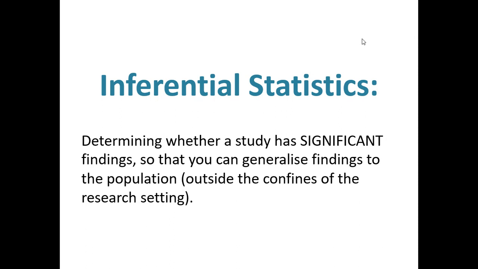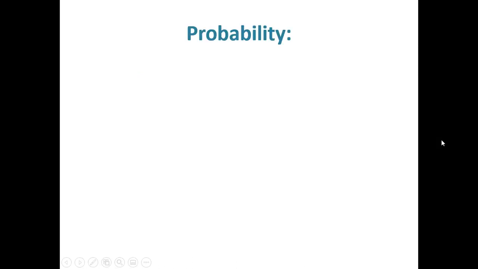So an inferential statistic is a way to determine whether a study has significant findings. You can generalize the findings to the population. So there are 2 types of statistic in psychology. You've got a descriptive statistic that describes the data. So measures of central tendency, averages, are descriptive statistics. Graphs are descriptive statistics. They describe the data. Inferential statistics are basically stats tests. You're determining whether the study's results are significant or not.